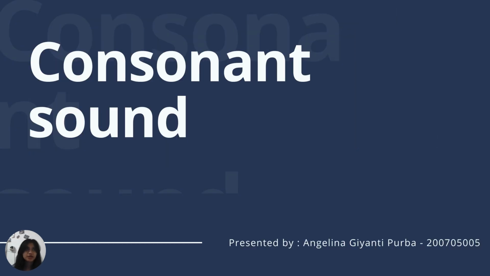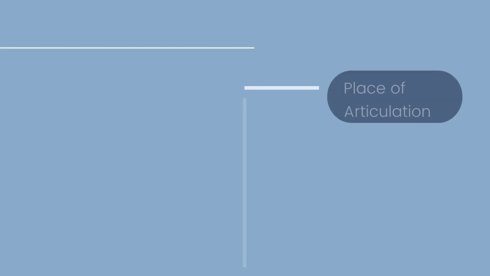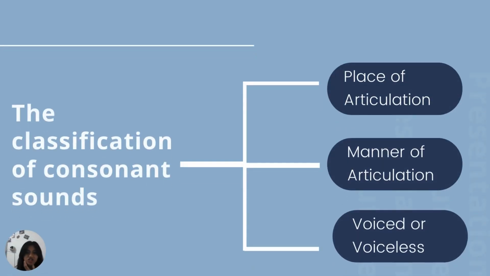This time I will talk about the study of phonology, which is about sound. In phonology there are two kinds of sounds: consonant sounds and vowel sounds. But this time I will just break down the consonant sounds. First I will talk about the classification of consonant sounds: place of articulation, manner of articulation, and voiced or voiceless.